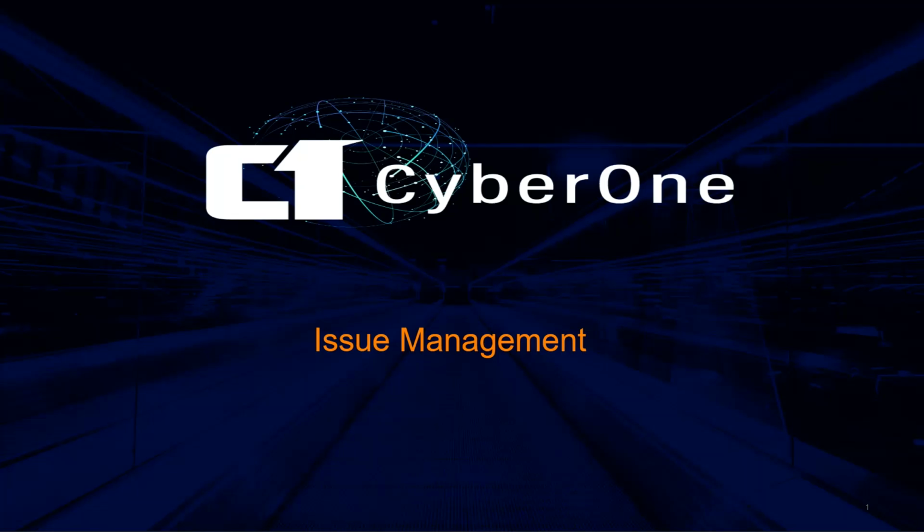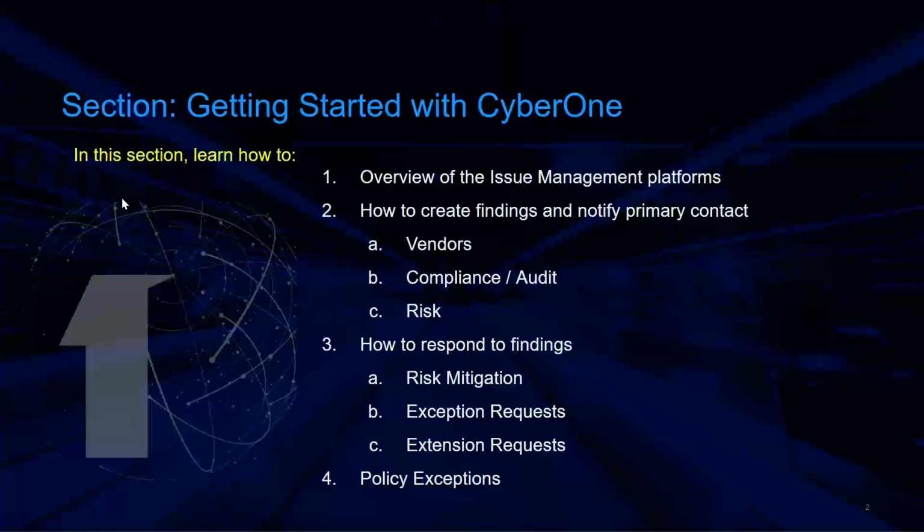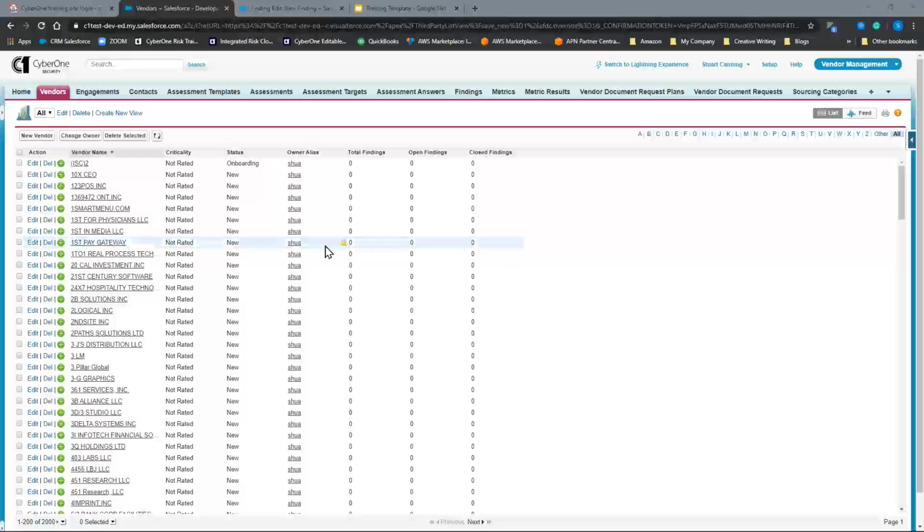Okay, so let's get started. Today we're in the issue management module, and we're going to be working on how to create findings in the management platform. And we're going to be looking at this from the vendor perspective today. So let's go ahead and get into our management platform. Okay, so here we are in the management platform, and as you can see, we're in the vendor management module in the vendors tab. And we're just going to open one of our vendor records.